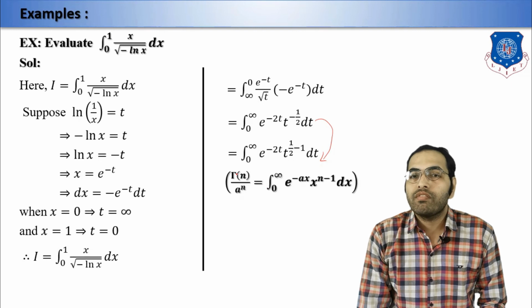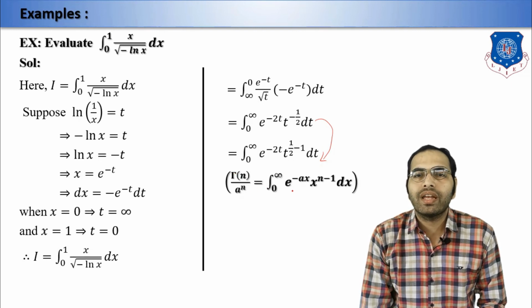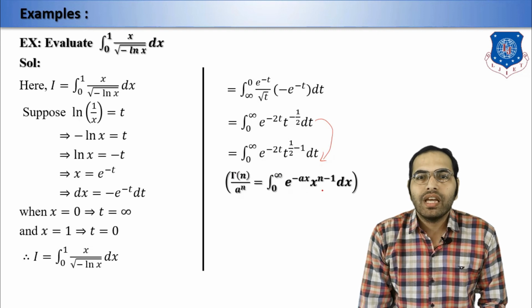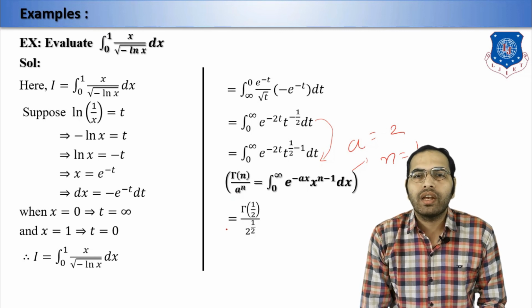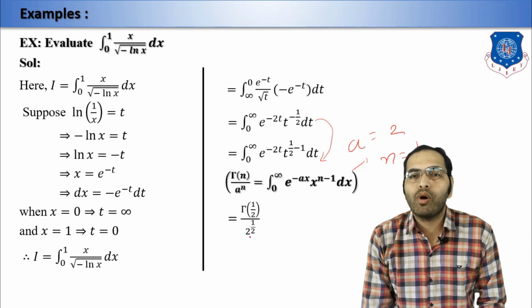That means we have the property gamma n upon a raised to n equals integral 0 to infinity e raised to minus ax into x raised to n minus 1 dx. Here, for such a property, the value of a equals 2 and n equals 1 half, so it becomes gamma 1 half upon 2 raised to 1 by 2. Then gamma 1 half is equal to root pi, and the denominator is equal to square root of 2, that will give you square root of pi by 2.